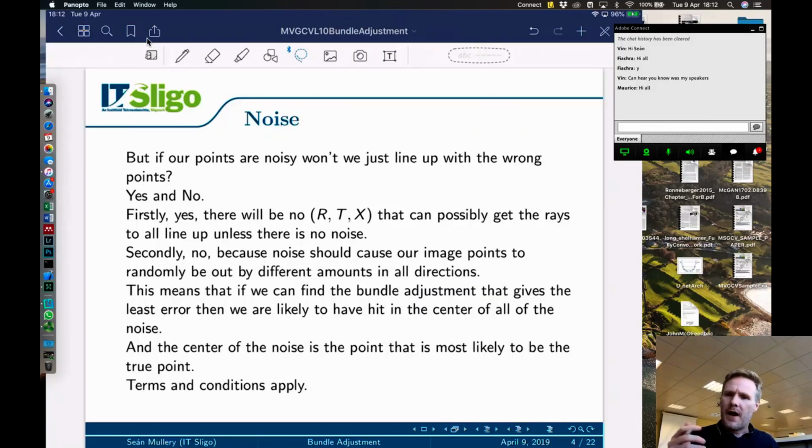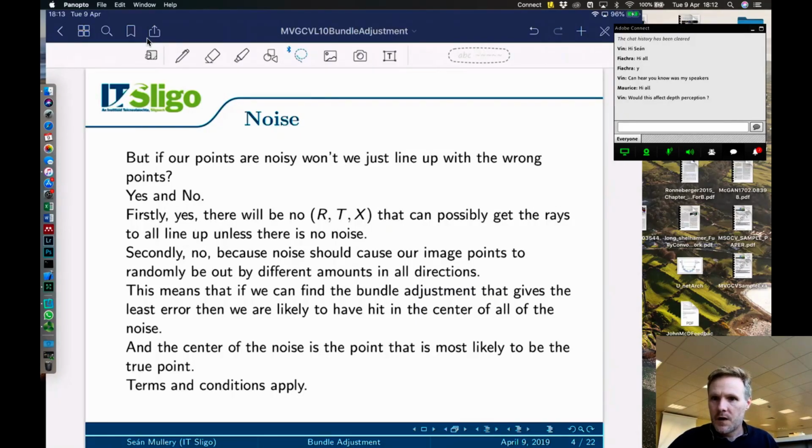And if we get this just right, that we get the minimum error from all of the points that we actually measured in our images, then the points that we're likely to have found within the images are likely to be more correct than the ones that are actually measured in the images. Okay, so there's a clear difference there, and the reason that should work is because it's caused by random noise, and therefore it's randomly off in different directions.